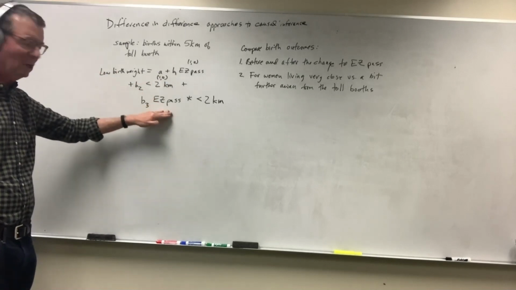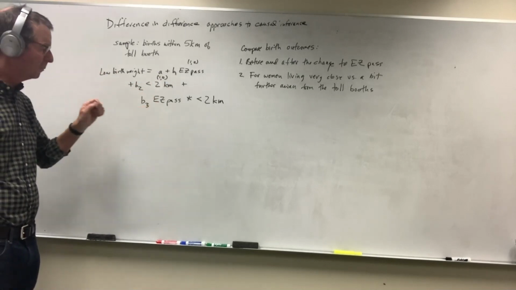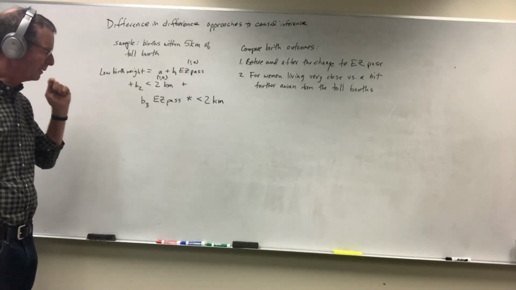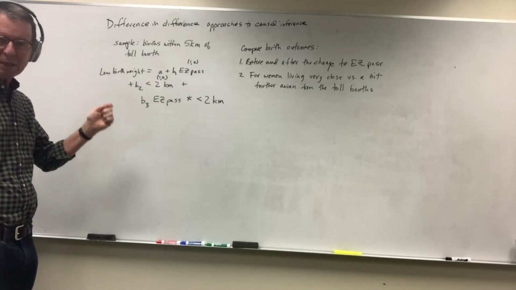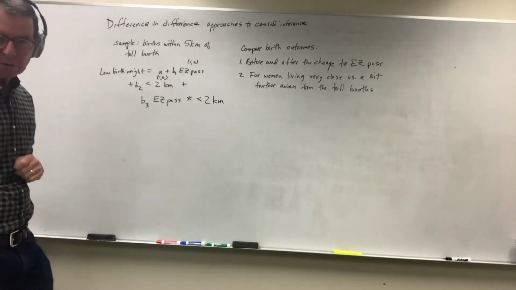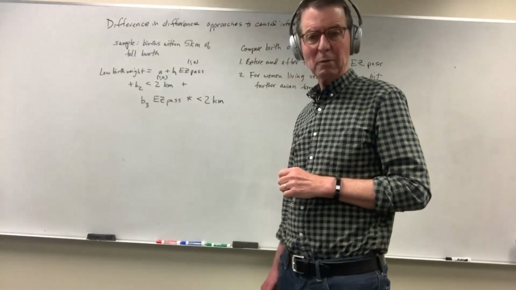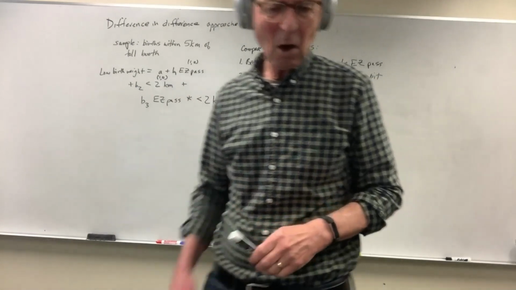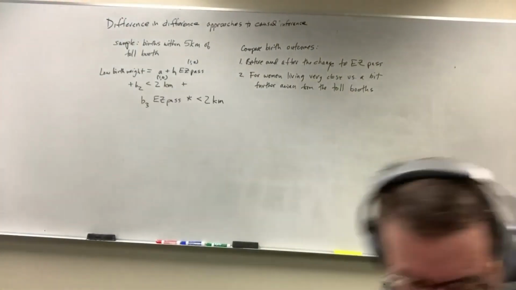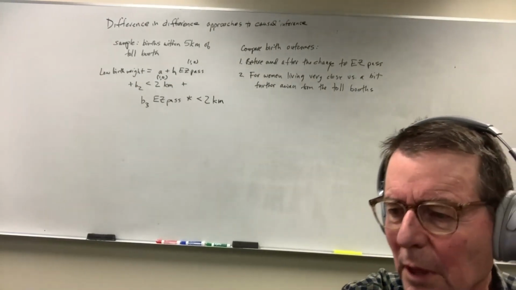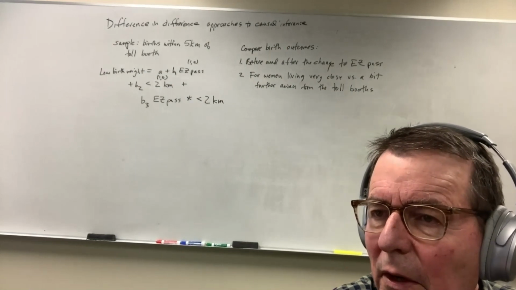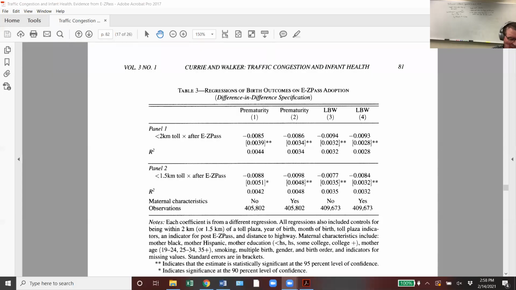All right, so if that combination is particularly potent, then it's going to be the case that E-ZPass made a difference that's bigger for the people who were within 2 kilometers of the toll booth relative to being 2 to 5 kilometers. So that's almost all there is to the model. It's a little bit more complicated, but if we look at their table, I had you interpret this minus 0.0093.